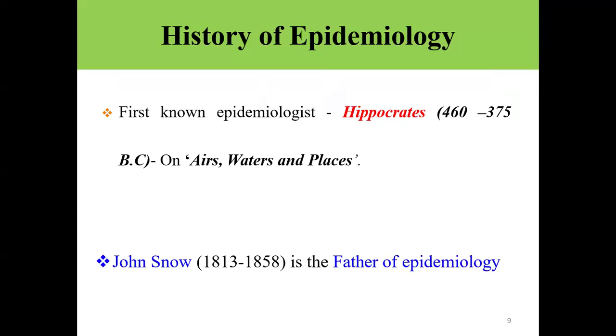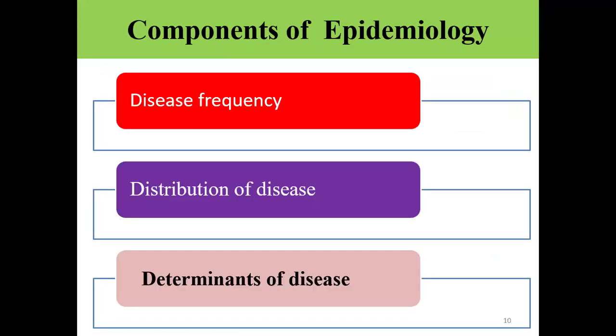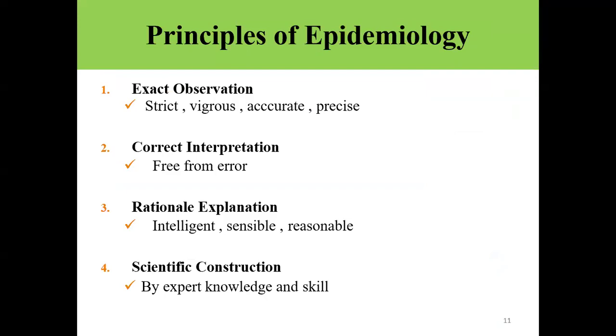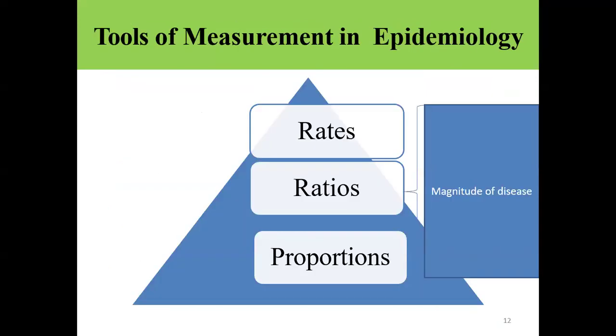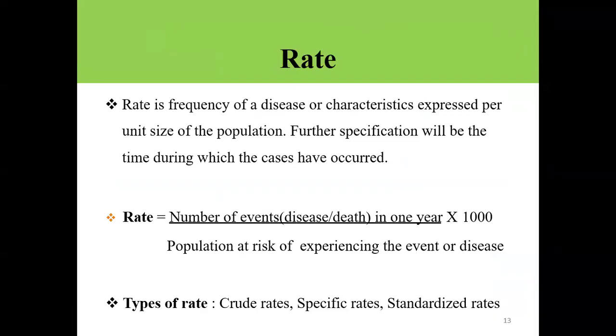History: the first known epidemiologist is Hippocrates, and John Snow is known as the father of epidemiology. The components of epidemiology are disease frequency, distribution of disease, and determinants of disease. Principles: there are four principles: exact observation, correct interpretation, rational explanation, and scientific construction. The tools of measurements in epidemiology include rate, ratio, and proportion.